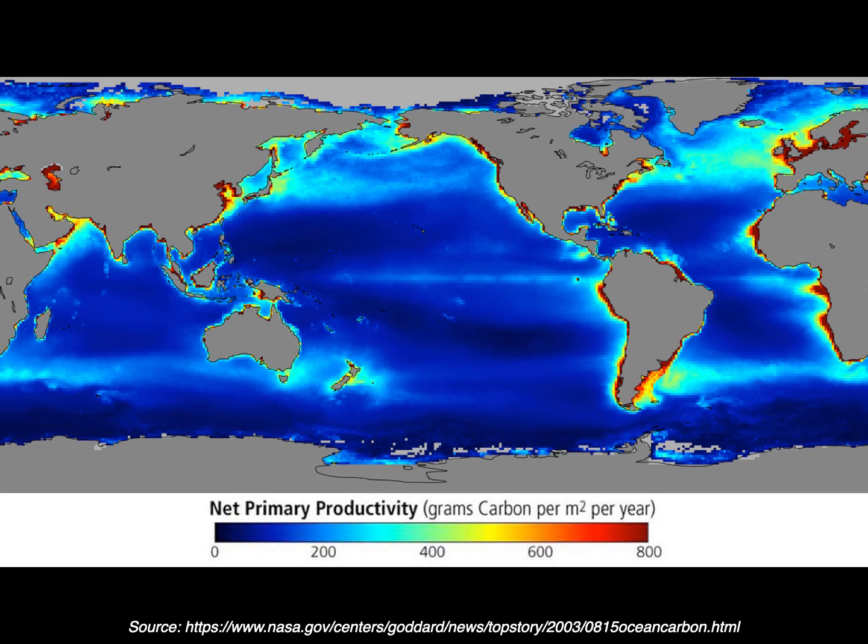You can see how the Gulf Stream increases net primary productivity by moving water from the east coast of the United States up towards Europe.